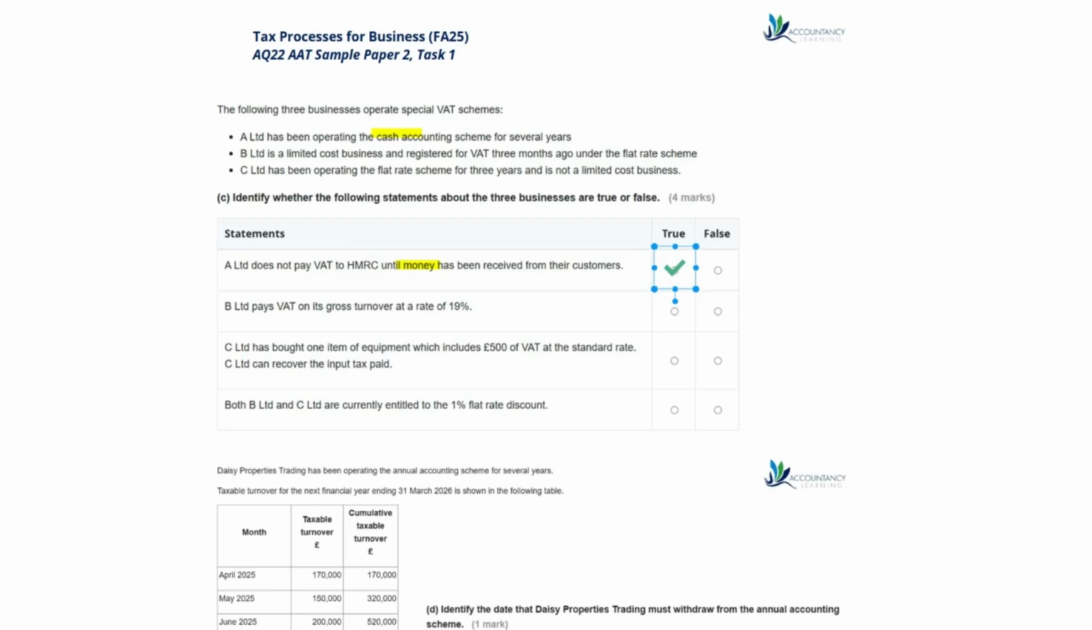B Limited pays VAT on its gross turnover at a rate of 19%. So B Limited is a limited cost business and registered for VAT 3 months ago under the flat rate scheme. Now the flat rate scheme does not have a percentage of 19%. So they will not pay 19%. So that's false.